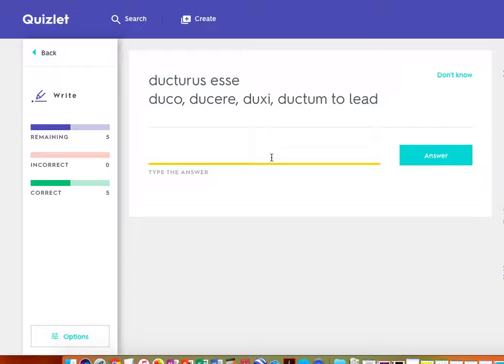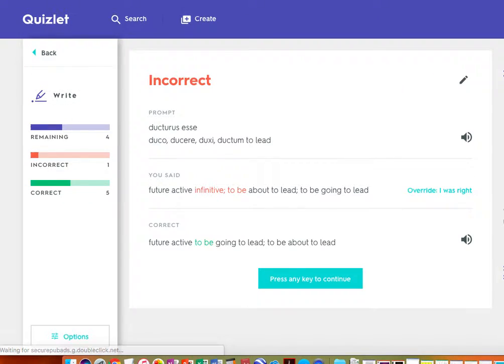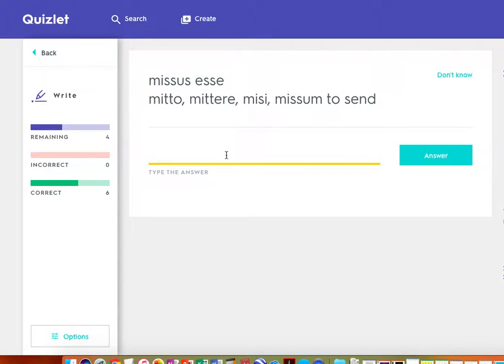Ducturus esse. There again, I see two words, which means perfect passive or future active. I see the UR here, but I don't see a UR here, which means I'm looking at the future active infinitive. And this is to be about to lead or to be going to lead. And we can override because the problem here is that I put the word infinitive in and they didn't want that, so I can override that.